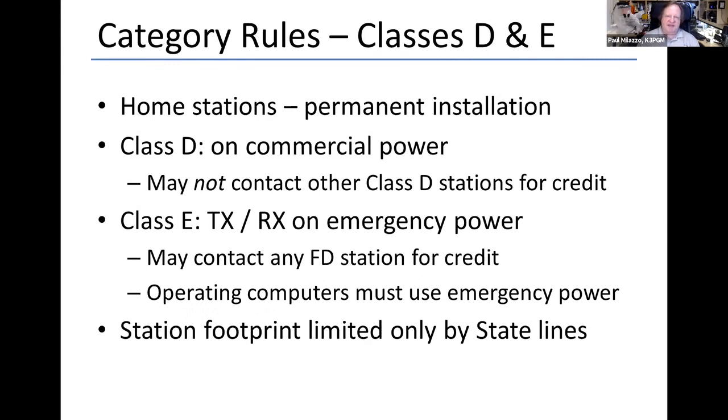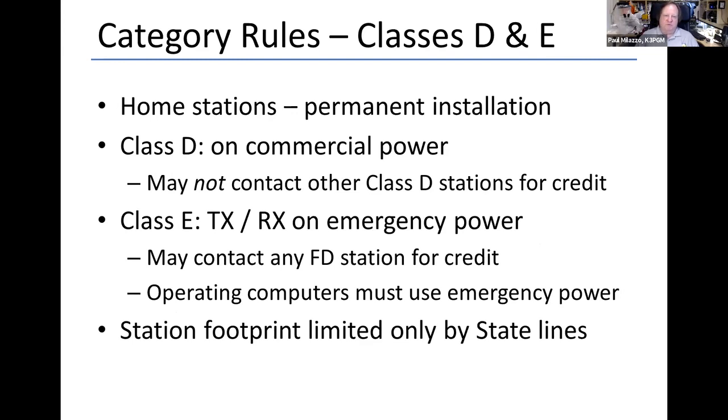Class D and E are the classes that are applied to permanent home stations. And the only difference between them is that D means you're on commercial power, and E means you're operating, as with Class A or B, on emergency power, just your transmitters. Again, the rest of your house doesn't have to be on a battery to be a Class E.